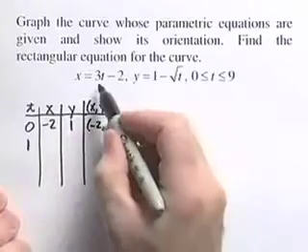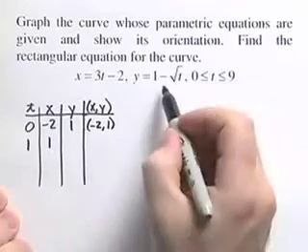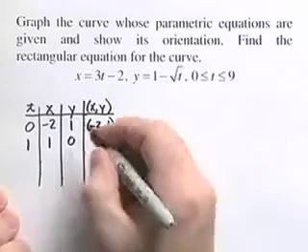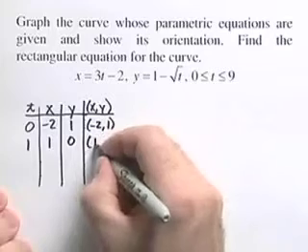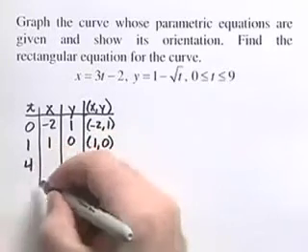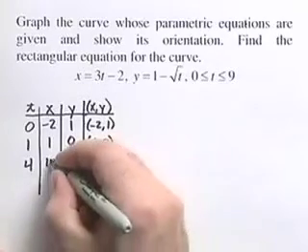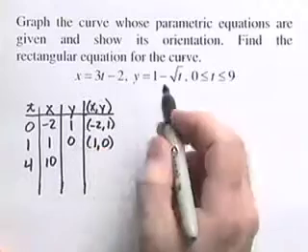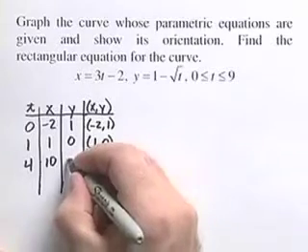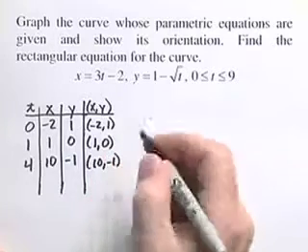If t is 1, we'd get 3 minus 2, or 1 for x. We'd get 1 minus 1, which is 0 for y. And that gives us the point 1 comma 0. If t is equal to 4, we'd get 12 minus 2, which is 10 for x. And then 1 minus 2, which is negative 1 for y. So we'll have the point 10 comma negative 1.